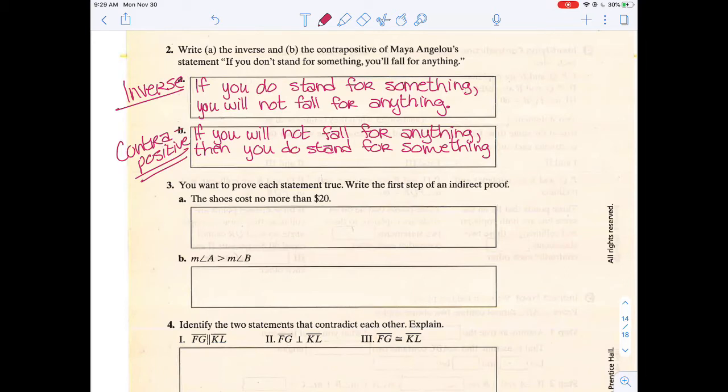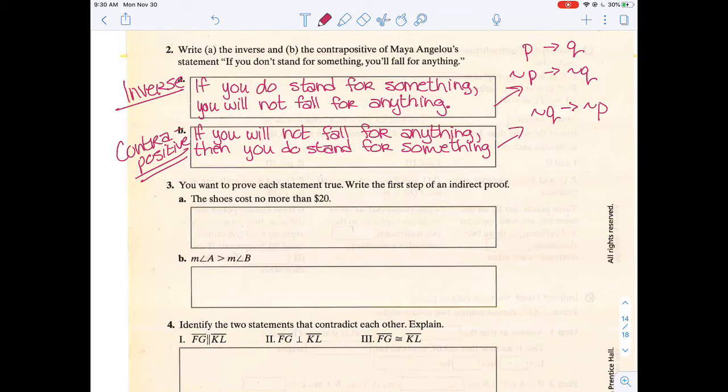Okay, so remember, we have if-then statements. If P, then Q. The inverse says if not P, then not Q, if you remember from earlier in the notes. And then the contrapositive says if not Q, then not P. So that's how you figure out which statements you're negating and if you need to switch them. You can always look back at the top of your notes too if you need help.